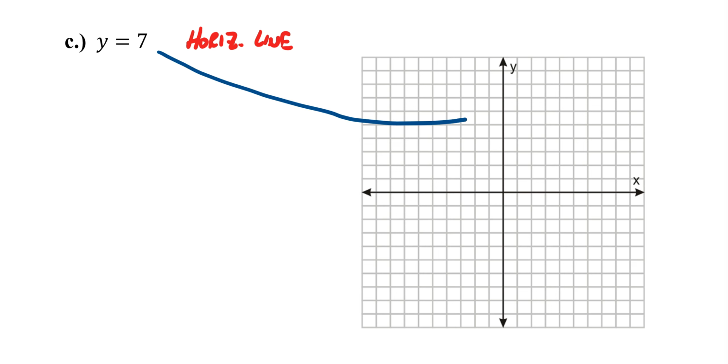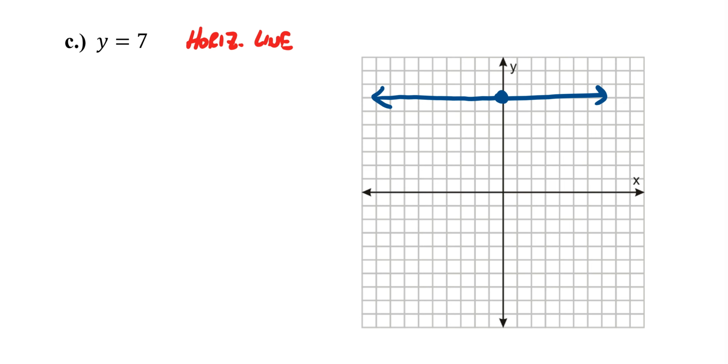So you're going to go to 7. 1, 2, 3, 4, 5, 6, 7. You're going to go to 7 on the y-axis. And you're going to put a horizontal line. And you're done.